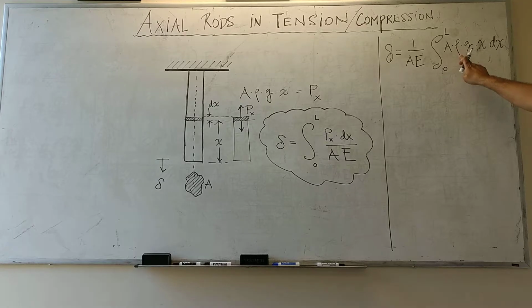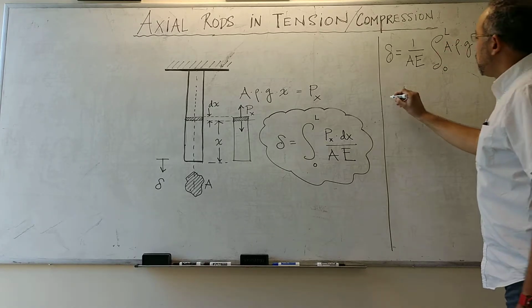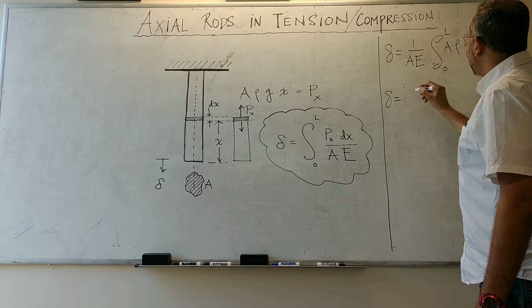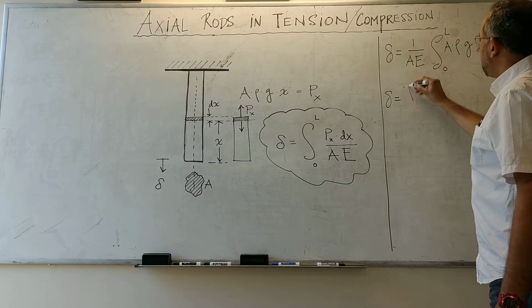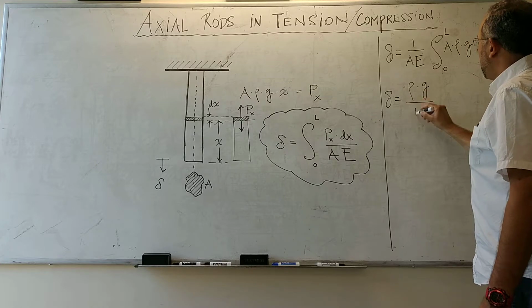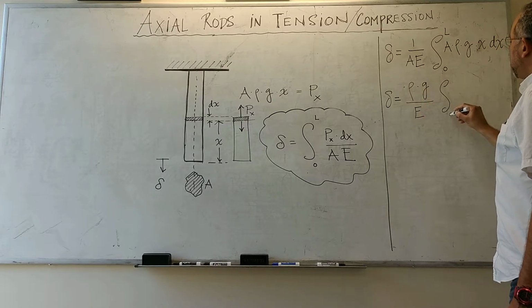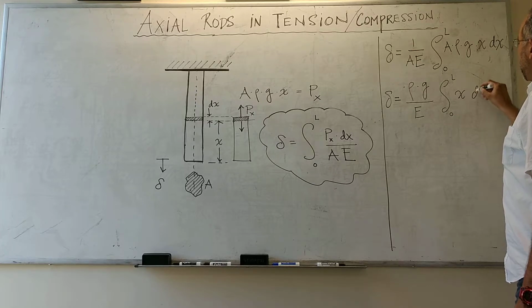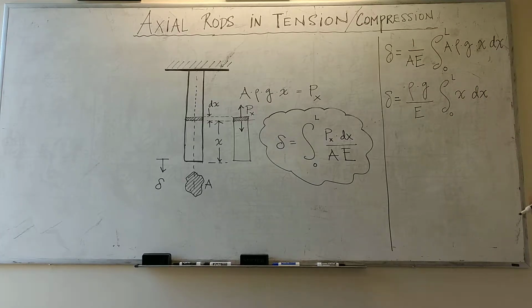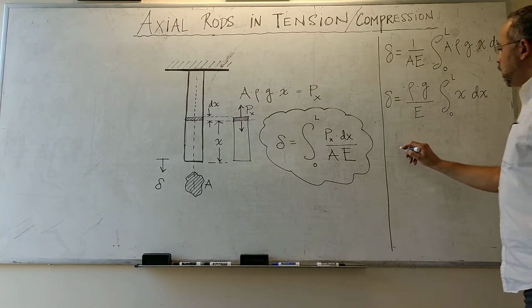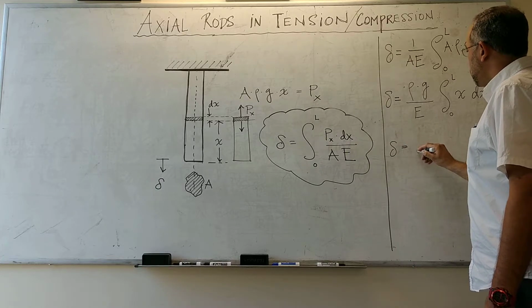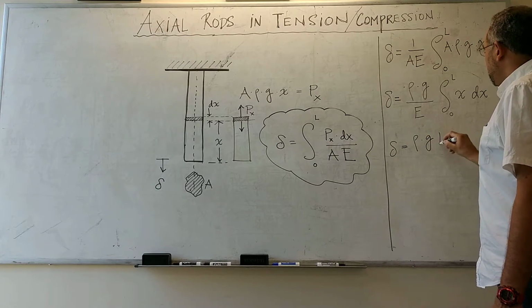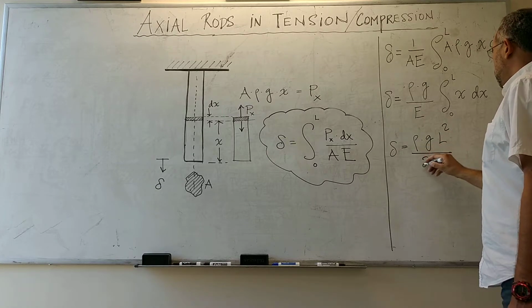A is constant, rho is constant, g is constant, so those can also be taken out of the integral. The A's cancel, and we are left with rho g divided by E times the integral from 0 to L of x dx. From basic calculus, we know that this integral is going to be equal to L squared over 2. The integral of x is x squared over 2, substitute 0 to L, and we get our result that the total deformation is rho g times L squared over 2E.